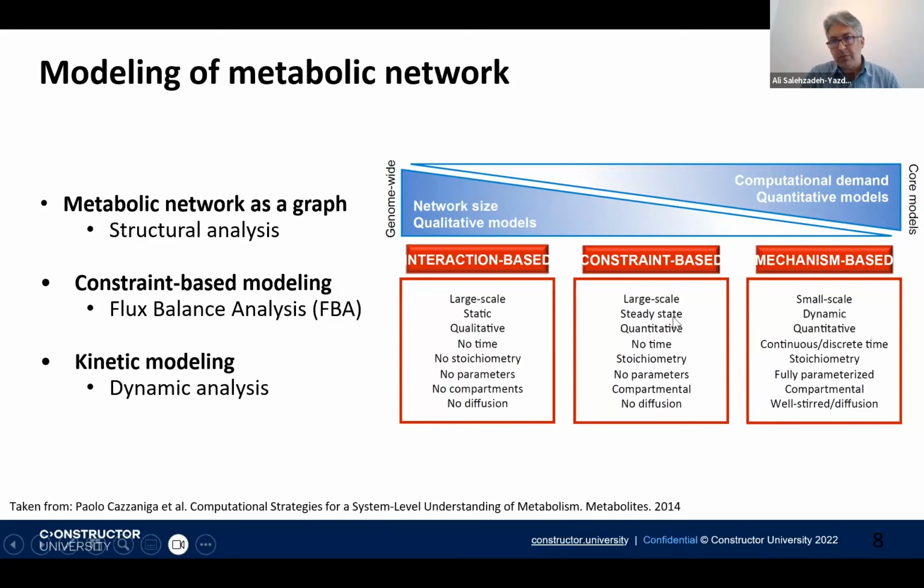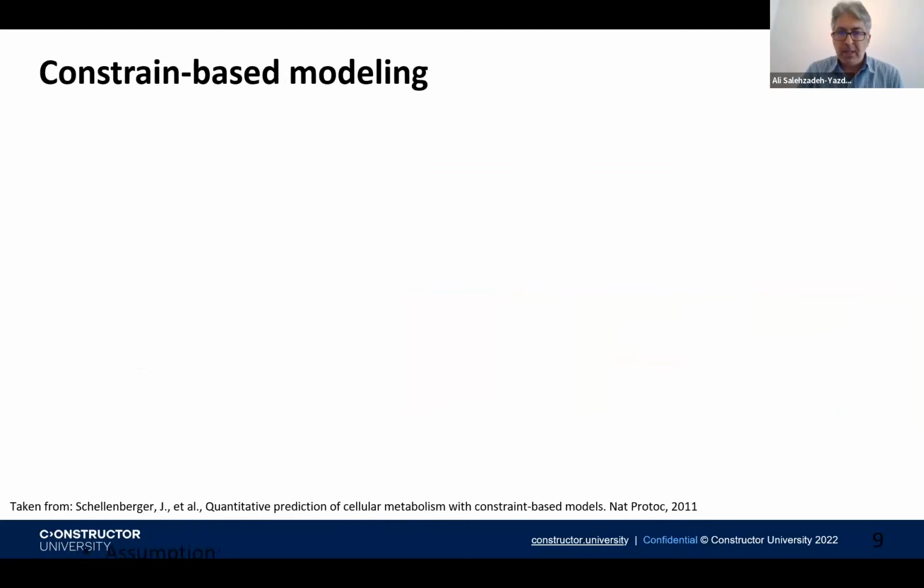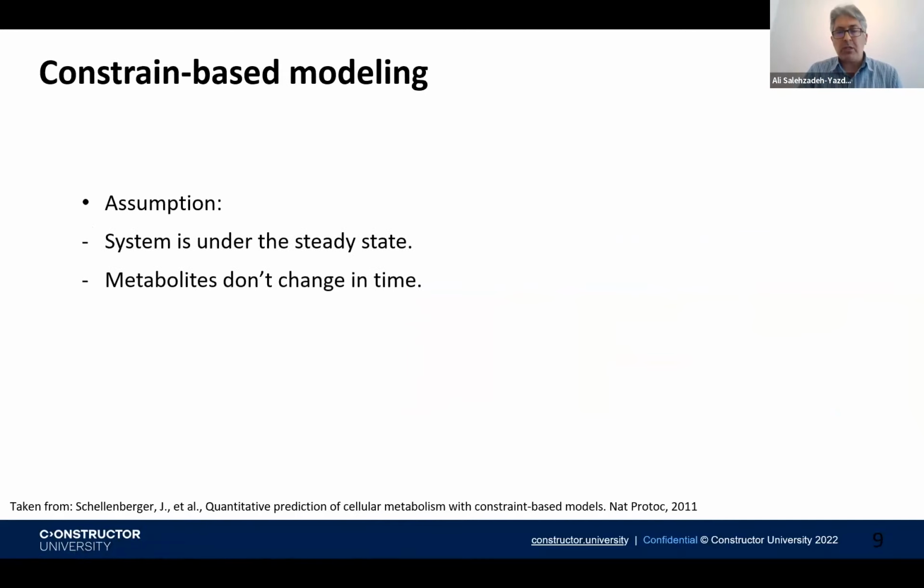So we go for the middle one, which takes some good characteristics of the left side and some good characteristics from the right side, and combines them in a genome-scale metabolic model. On top of that, the assumption that the constraint-based model is based on is that the system is in a steady state. The rate of consumption and production are equal, and metabolites don't change in time.